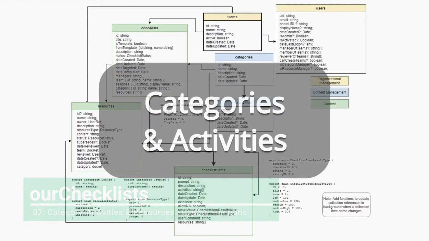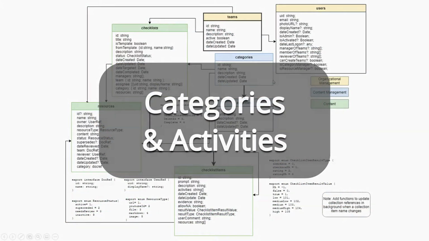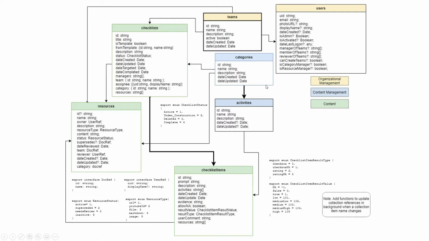Let's have a look at categories and activities. I won't spend too long on this because it really follows the same pattern as I use for Teams and users. There's some little twists in it, but mostly the same. Categories does what it says. It categorizes things like checklists, so it's in support of checklists, so you can look for checklists that are in a certain category. Also categorizes things like resources, so you can look for resources that are tied to a certain category.